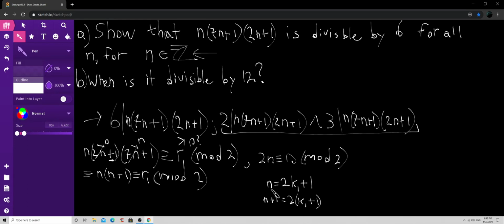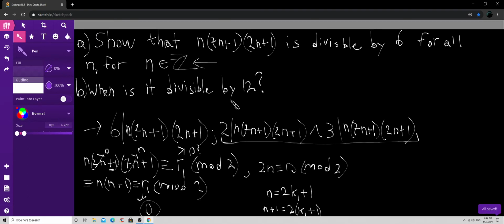And if n is even, well, then we'll just get that n is just some 2 times k sub 2, where k sub 1 and k sub 2 are just some integers. And if we add 1 to that, then that'll take the form of an odd number. So one of those has to be even, and therefore our r sub 1 is 0, right, for all n. So we've shown the first case.